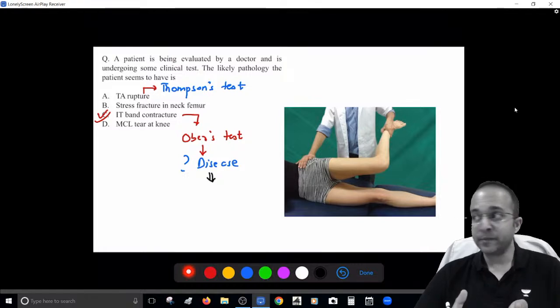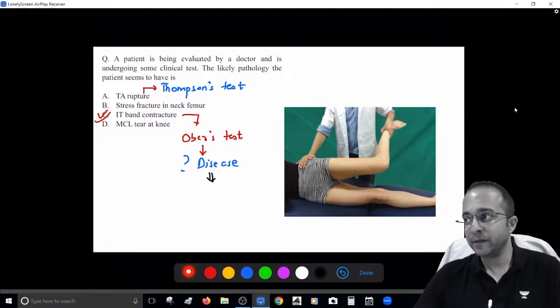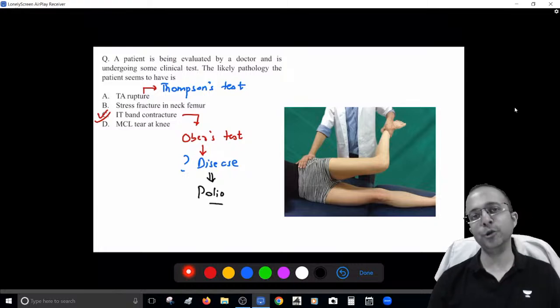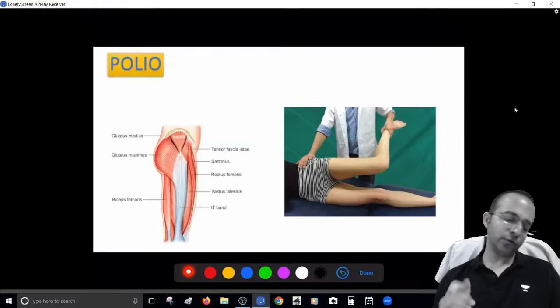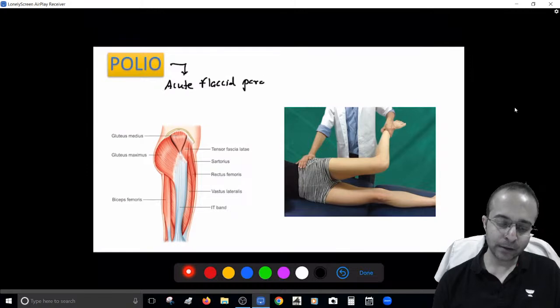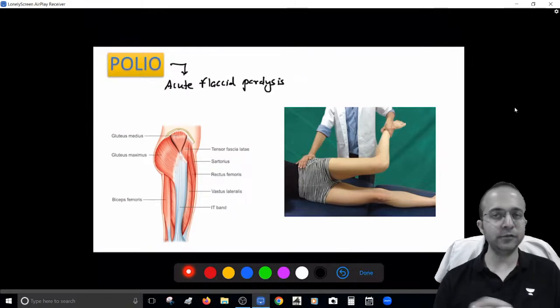Yes, Jitin, you are absolutely right. This is IT band contracture. It's Ober's test. This is just a repeat question from a previous year. Absolutely right. So this is likely a case of poliomyelitis. So guys, what happens in polio? Polio leads to an acute flaccid paralysis by damaging the anterior horn cells of the spinal cord.